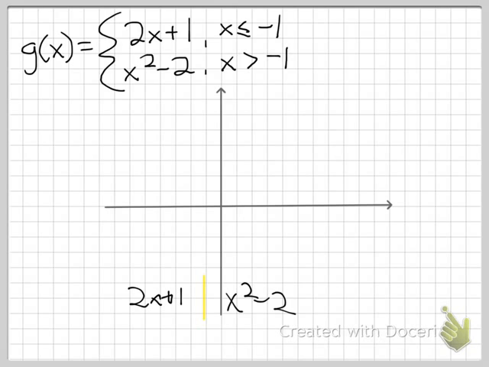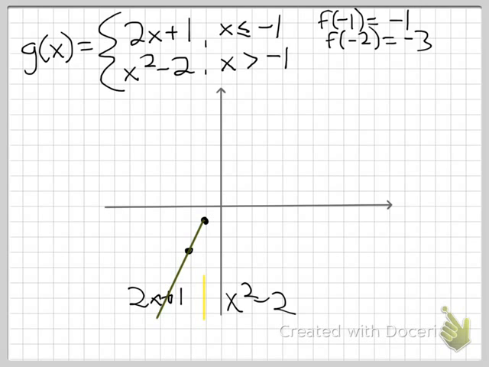So 2x plus 1, I'm going to pick some points. So I know I can use negative 1, and that's going to be negative 2 plus 1 is negative 1. I could use negative 2, maybe. It'd be negative 4 plus 1 is negative 3. I could continue on plotting points. I think those are good enough. We have (-1, -1) and (-2, -3). And there's our line there.